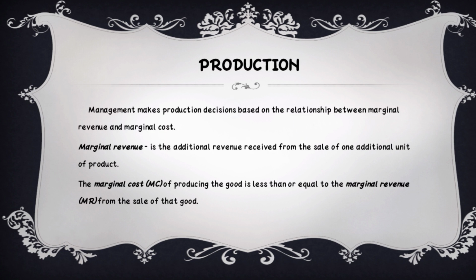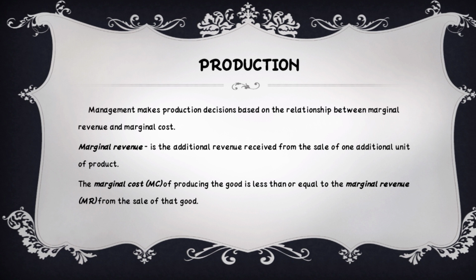When we say production, it is the method of turning raw materials or inputs into finished goods or products in a manufacturing process. For instance, some businesses produce a set of products at the same time, called a production run. Management makes production decisions based on the relationship between marginal revenue and marginal cost.